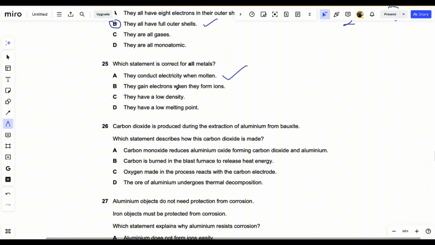They gain electrons. No, they don't gain electrons. They lose electrons. So metals lose electrons. They have low density. No, they have high density. Metals don't have low density. They have low melting point. No, metals don't have a low melting point. They all have a high melting point. So the stronger answer is A. They all conduct electricity when they are in molten state.